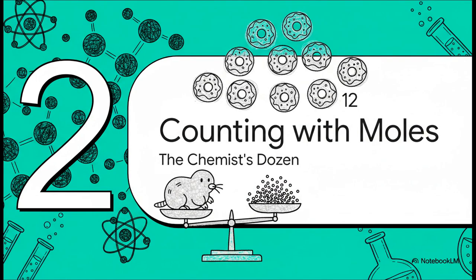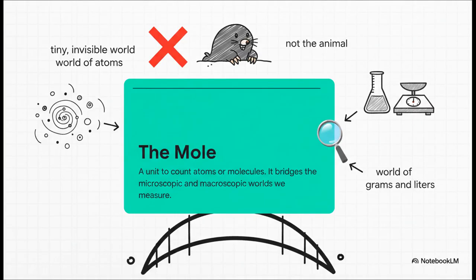All right, so if we can't count atoms one by one, how in the world do we measure them? Well, chemists came up with a clever trick. They invented a special counting unit, kind of like how a baker has a dozen. Think of this as the chemist's dozen. And this is the key to absolutely everything that follows. And that special unit is called the mole.